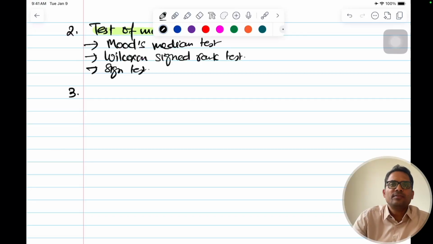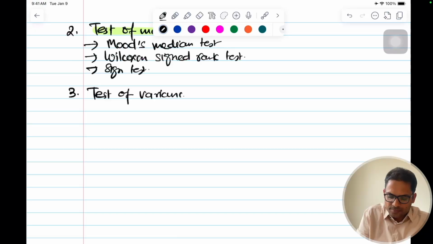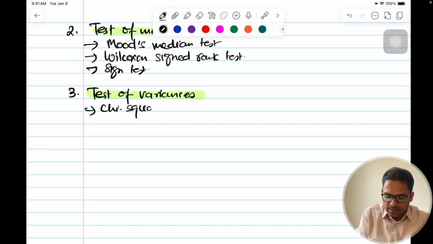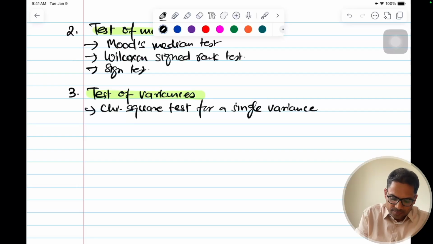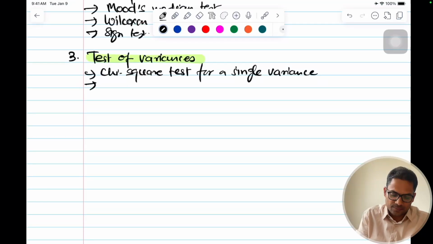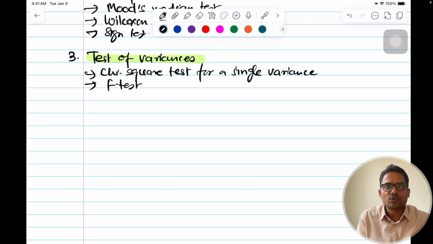Just know that. Then we have test of variances. When we compare variance, then we have test of variances. Variance, you know, right? So we have generally the chi-square test. This we will discuss at length in a separate video. Chi-square test for single variance. There are a lot of chi-square tests. We'll discuss all of them, or at least we'll discuss two major ones. Okay, for a single variance. Then we have F test. This is also a common distribution. F test to compare two variances.